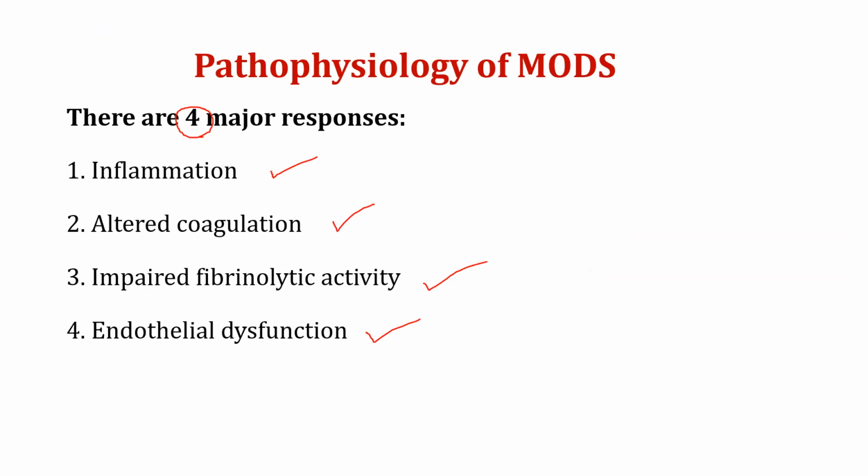Regarding the pathophysiology of multiple organ dysfunction syndrome, four major criteria are mainly manifested in patients with multiple organ dysfunction syndrome and occur in the following sequence. First, inflammation, then altered coagulation, then impairment in the fibrinolytic activity, and finally endothelial dysfunction.